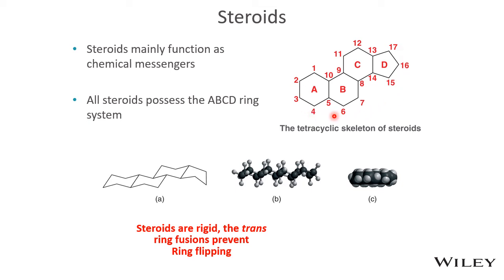Now, if we consider all of these rings in their true three-dimensional forms, we know that cyclohexane rings form chair structures. So we can actually draw that out. We have 3 chairs that are fused together, and then the 5-membered ring forms a boat structure. Now, steroids are very rigid. They're stuck in this form. The trans ring fusions prevent any ring flipping from occurring, so it really means that this is a rigid, stuck form of a steroid molecule.